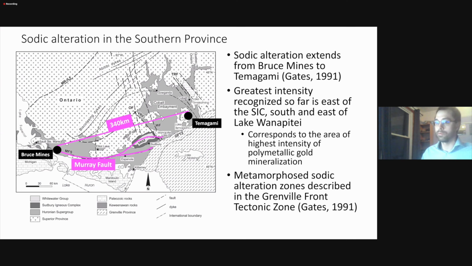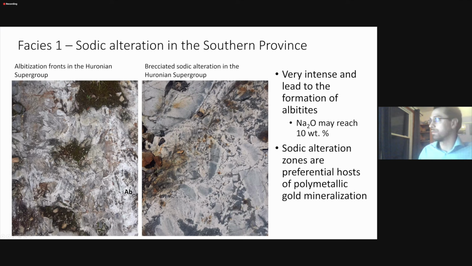And we have different examples of sodic alteration that exist within the southern province in different units of the Huronian Supergroup. It's likely going into the Nipissing sills as well, where the Nipissing sills can get considerably albitized. And then they can reach concentrations of up to 10% Na2O in these zones of albitization. So quite intense sodic alteration happening in the southern province.